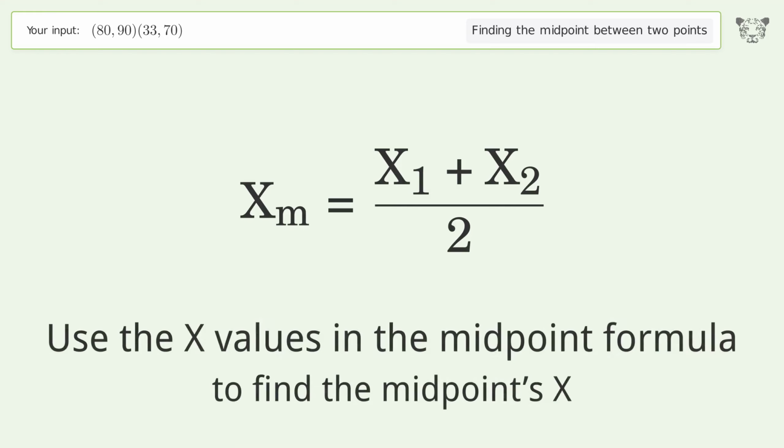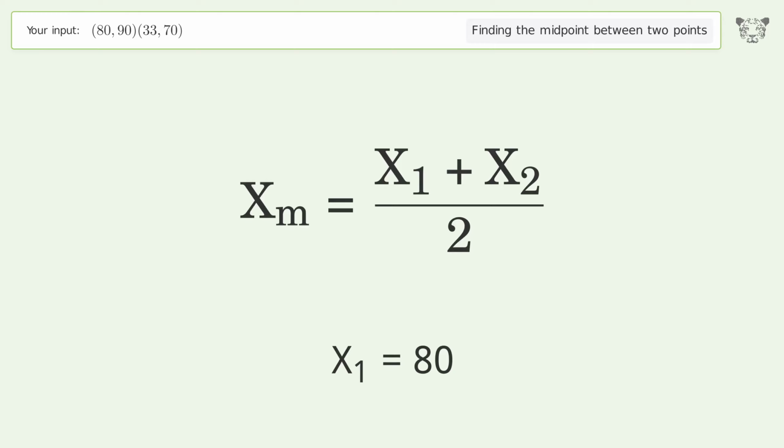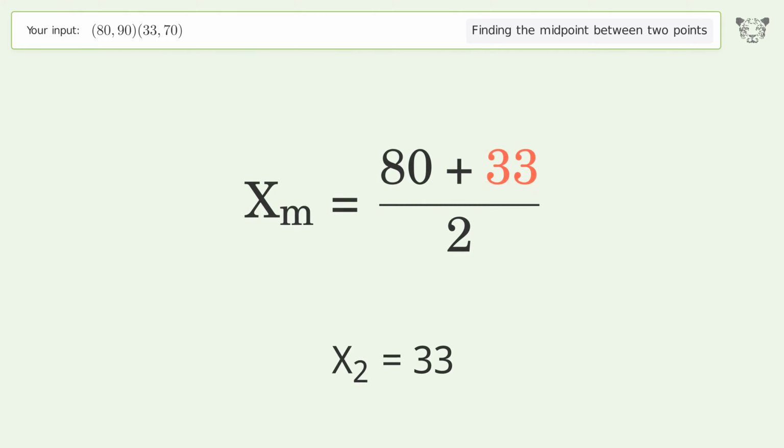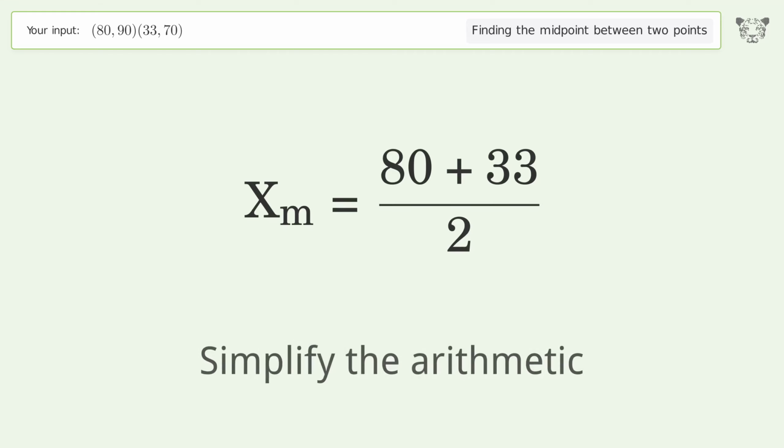Use the x values in the midpoint formula to find the midpoint's x. x1 equals 80. x2 equals 33. Simplify the arithmetic.